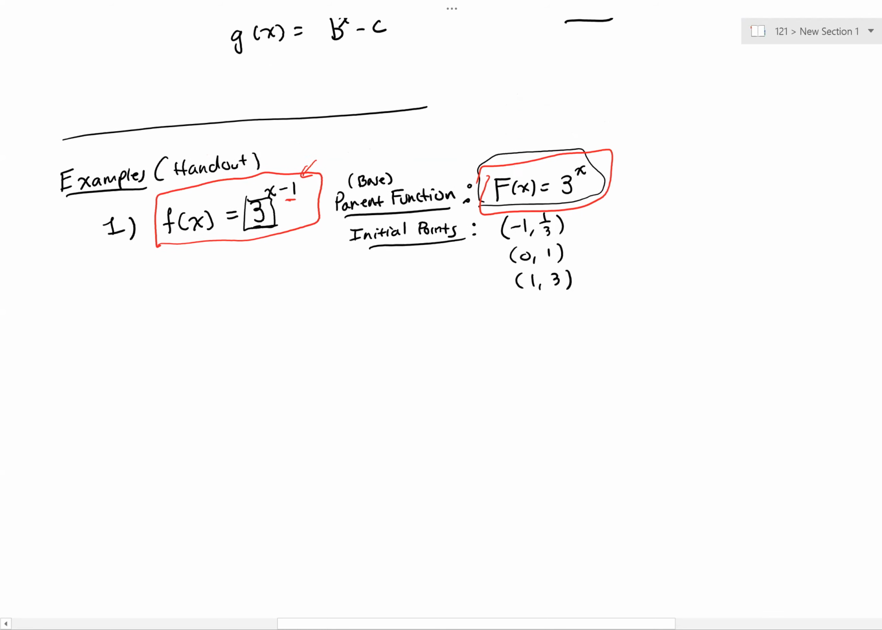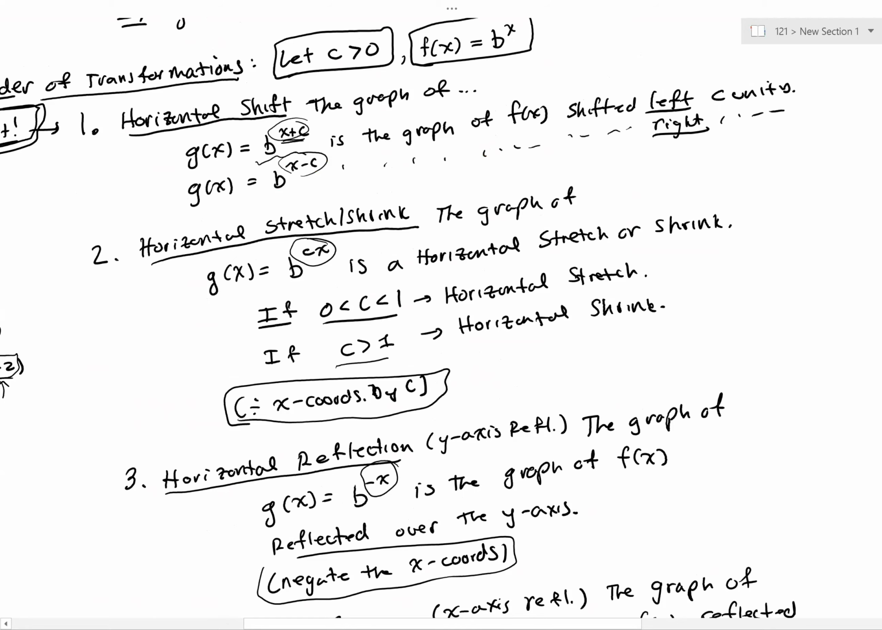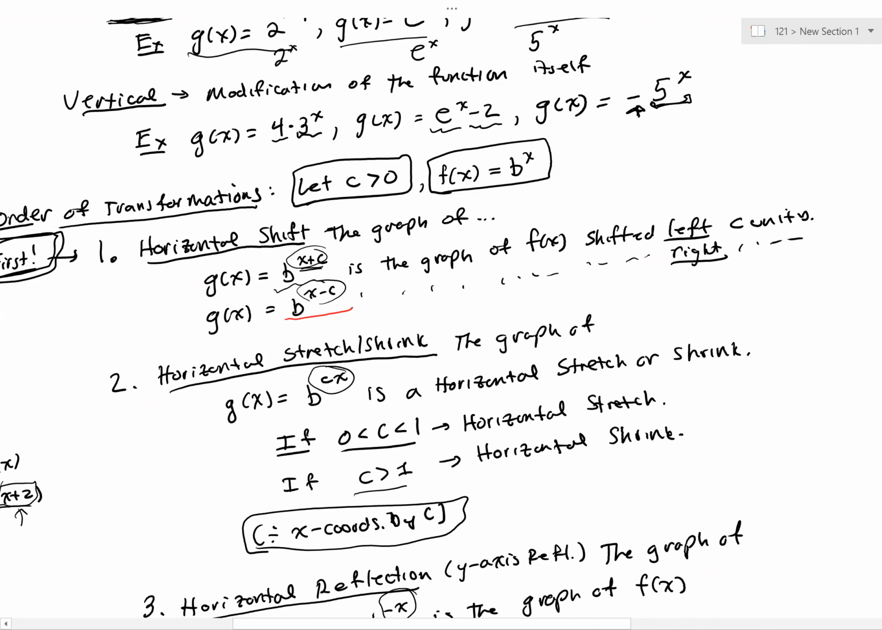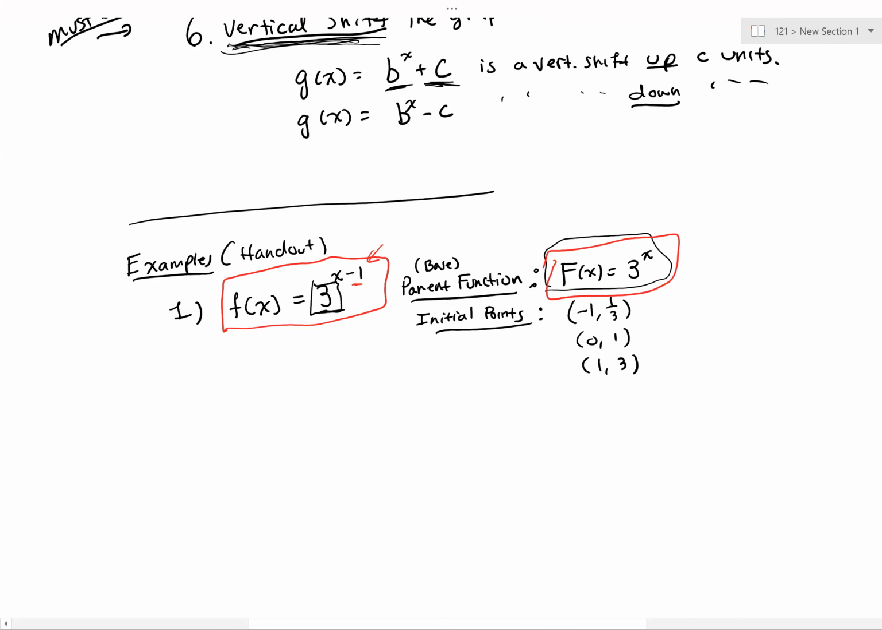And if you go back above, I'll scroll up, the very first transformation right here: the graph of b to the x minus some positive number is the graph of the original function shifted right that number of units. So in this problem, we're subtracting 1. So there's only one transformation. That's going to be a horizontal shift right 1 unit.